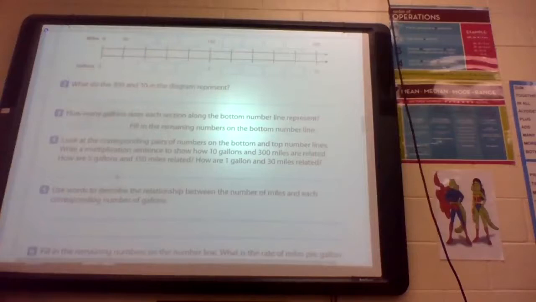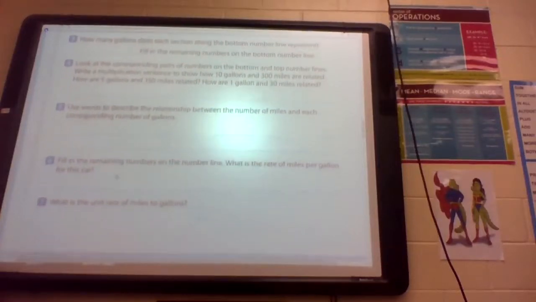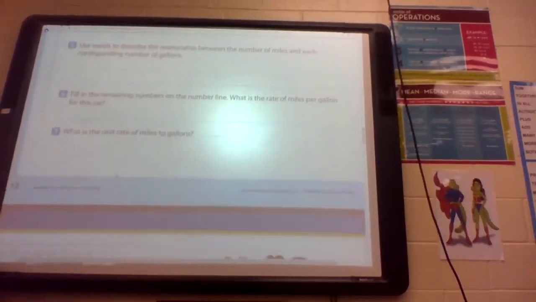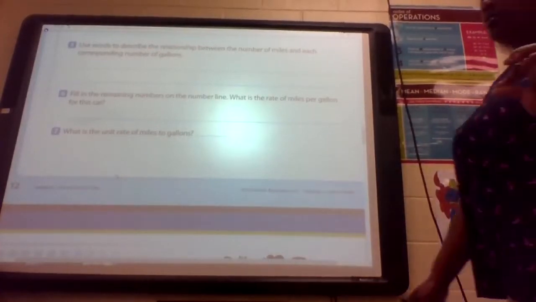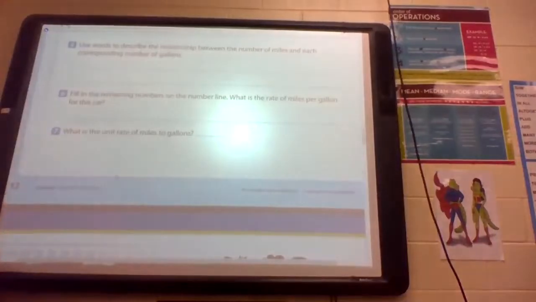All right, number 6 says fill in the remaining, which we did. It says, what is the rate of miles per gallon for this car? What is the rate of miles per gallon? 30 miles to 1 gallon. Good. That's the rate. 30 miles to 1 gallon. We just did it. 30 miles per gallon.